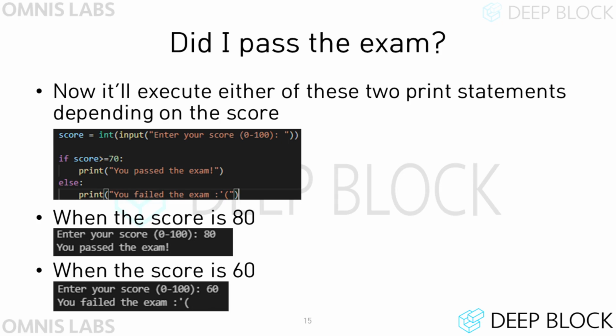The number input by the user is stored in the score. If the score is 70 or higher, "you passed the exam" is printed. Else, "you failed the exam" is printed. Else can be interpreted as a case of less than 70 points. For example, if you enter 80 as shown in the slide, "you passed the exam" will be printed. And if you enter 60, the program will print "you failed the exam" in the else code block.